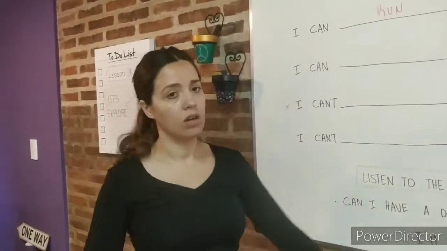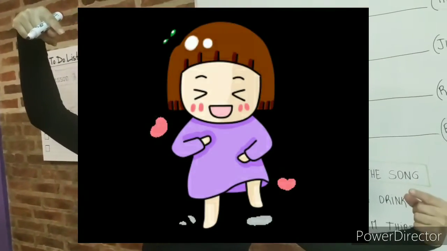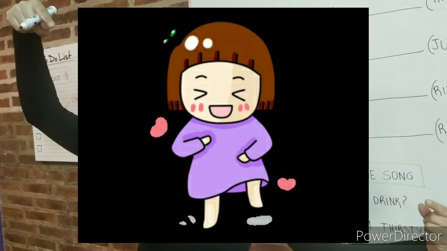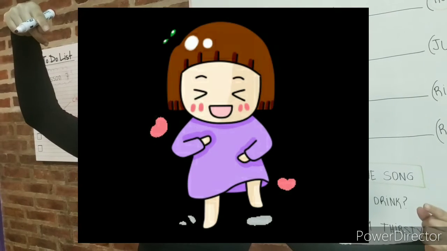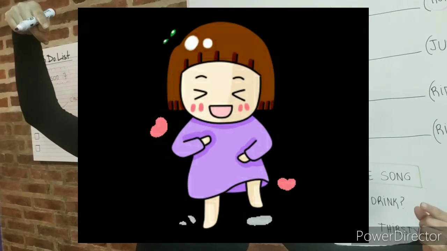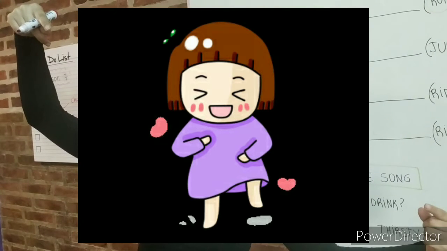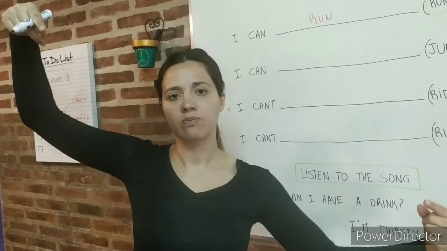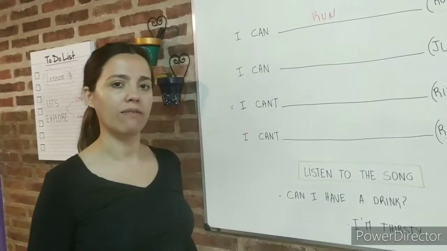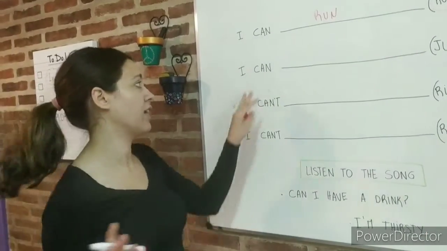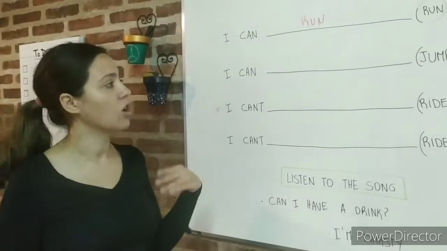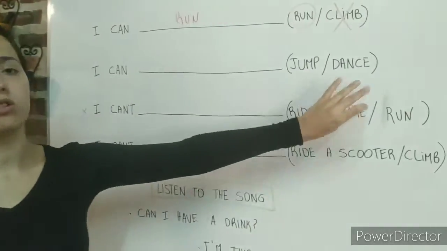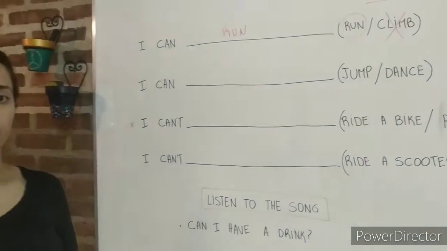¿Ok? So, look at this. Look at this GIF. ¿Ok? What about this little girl? ¿Qué está haciendo esta niña? Yes? What is she doing? ¿Ok? ¿Está jumping, saltando, or dance? ¿Ok? What do we have? A ver, lo está haciendo muy bien. O sea que I can está muy bien, ¿no? So, I can jump or dance. What do we have? ¿Qué piensan?